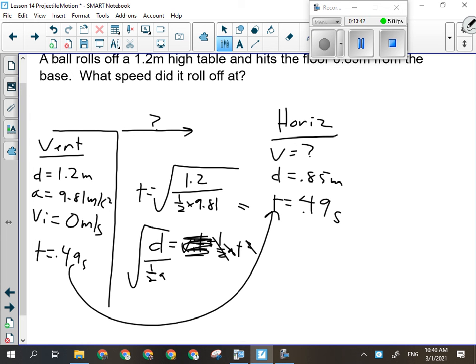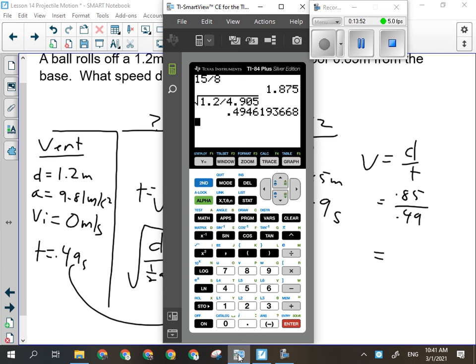And now I can use it to find V with a simple V equals D over T calculation. 0.85 divided by 0.49. Obviously, I'm going to keep all the decimals. Okay, so I'm going to have my 0.85 divided by 0.49. All right, so we're looking at 1.7 meters per second as our speed that it rolled off the table.